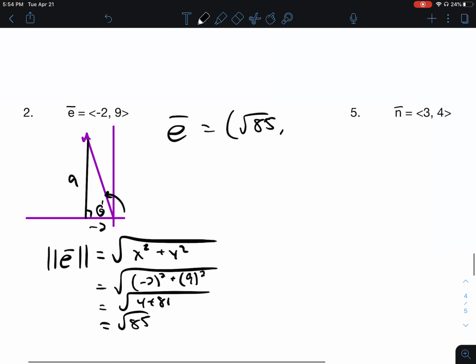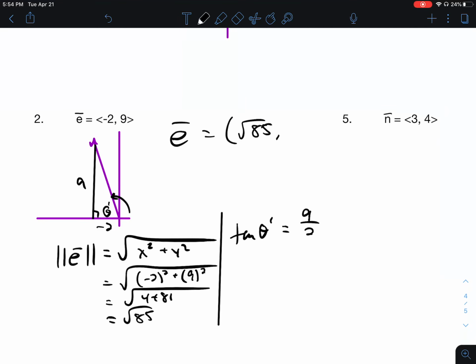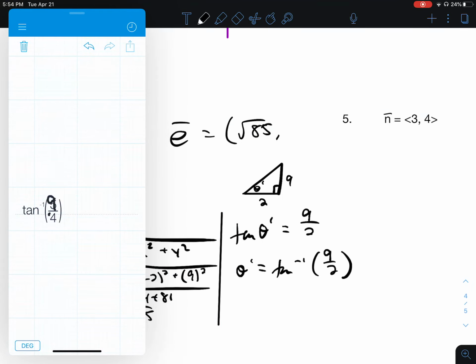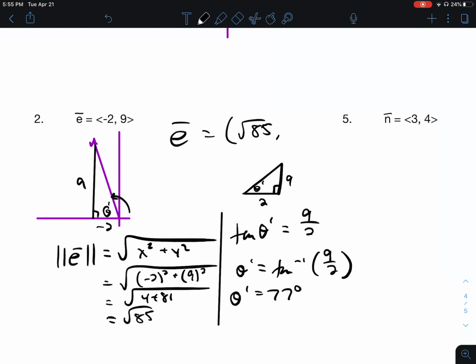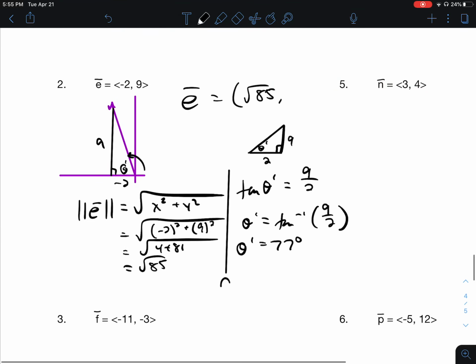So number 2, to find theta prime, the reference angle, we're going to do tangent of y over x. When we do this, we ignore the signs to find this angle, because what we are essentially doing is finding this angle in quadrant 1. Then we'll use that reference angle and subtract it from 180 to figure out what the angle is. So theta prime, the reference angle, is tangent inverse of 9/2. And that is about 77 degrees. So if that's about 77, theta is going to be 180 degrees minus 77, which is going to put us at 103 degrees.